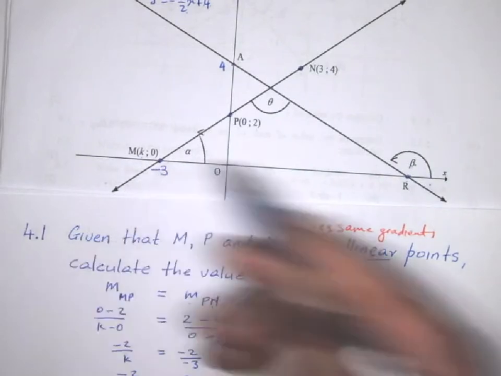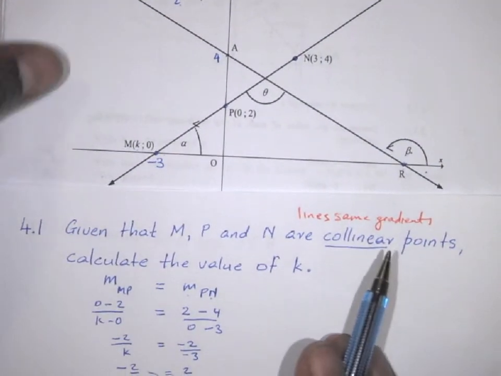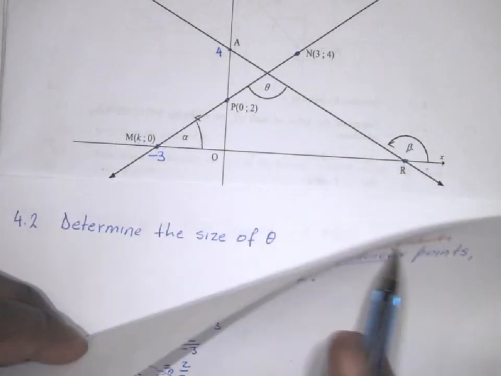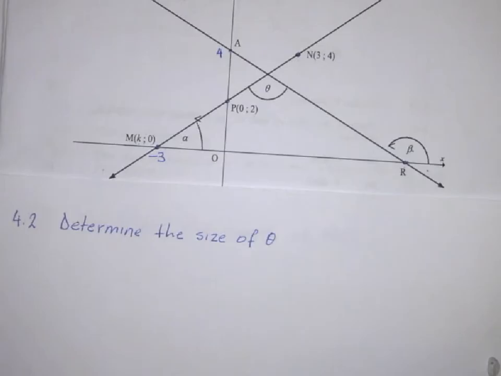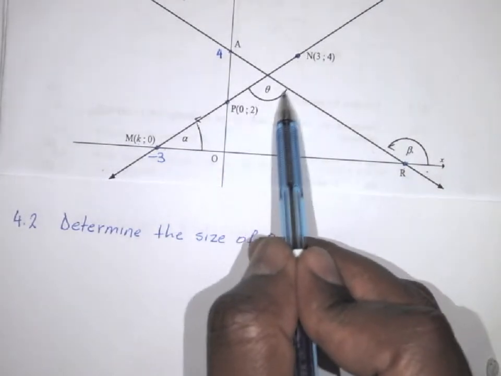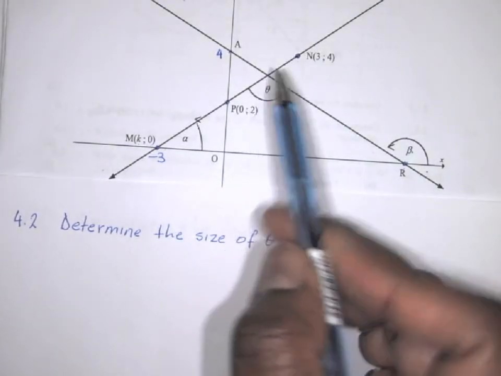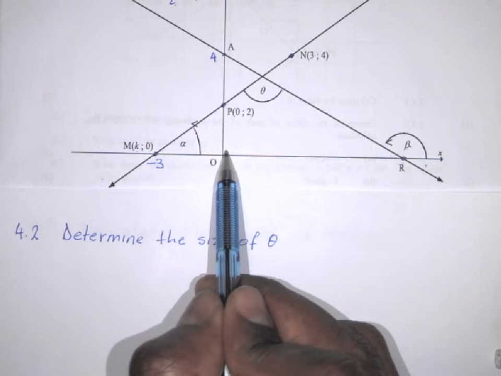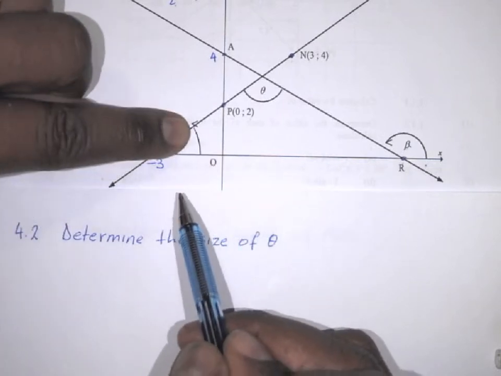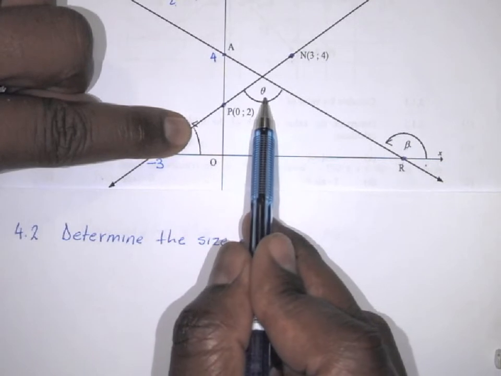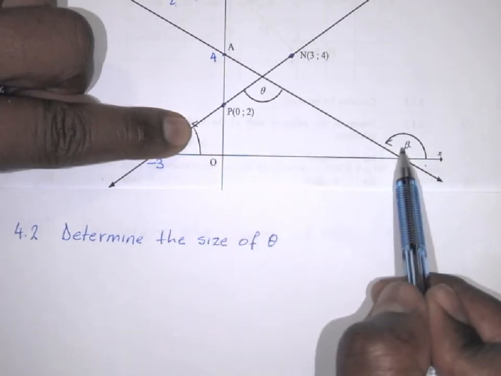So I've got a minus 3 here. Next question. The next question says, determine the size of theta. So you want to find the size of theta. Now this theta is not on the x-axis, but we can find that angle over here to be able to help us find that one. We can also find the angle over there.